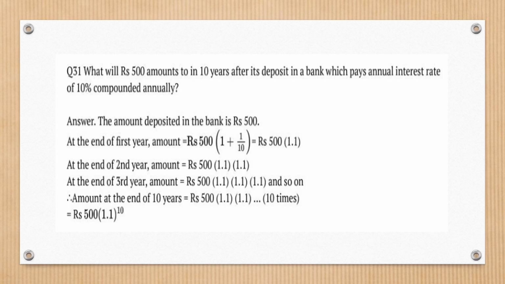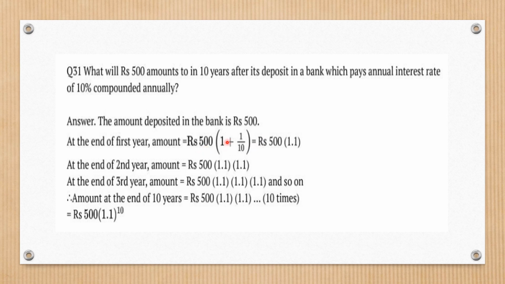Question number 31. It says, what will rupees 500 amount to in 10 years after its deposit in a bank which pays annual interest rate of 10% compounded annually. Okay, now the amount to be deposited is your 500, and this question you have to do by using the concept of progression. Now at the end of first year the amount will be, the formula is P into 1 plus r upon 100 raised to power time.